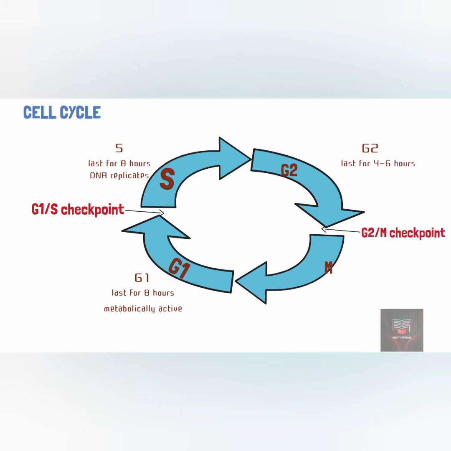Some cells remain in the G1 phase for a very long time. Perhaps they are destined never to divide again. They are said to be in the G0 phase. Most nerve cells, which are non-dividing cells, are in the G0 phase.